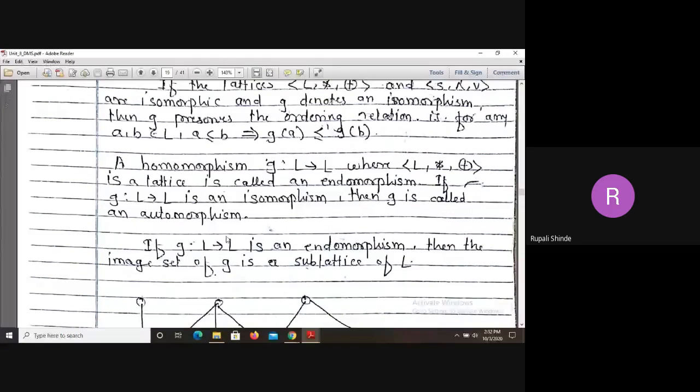So these are two definitions, for endomorphism and automorphism. If a homomorphism is defined from L to L, then that is called an endomorphism. If that function G is isomorphic, then that is called an automorphism. So just keep in mind, homomorphism is related to endomorphism and isomorphism is related to automorphism. If you remember this pairing, then you can write the definitions correctly.